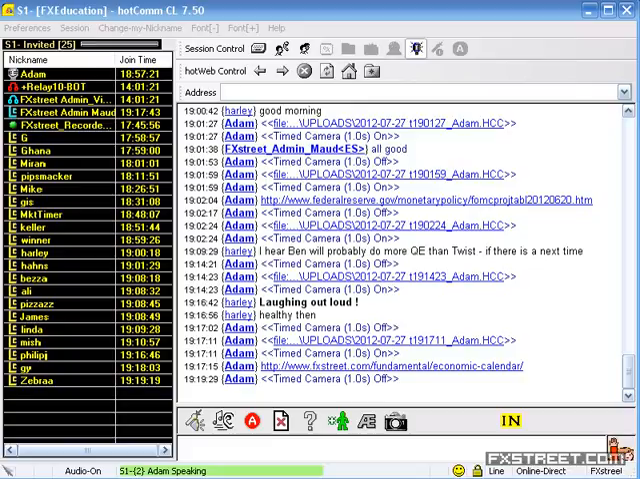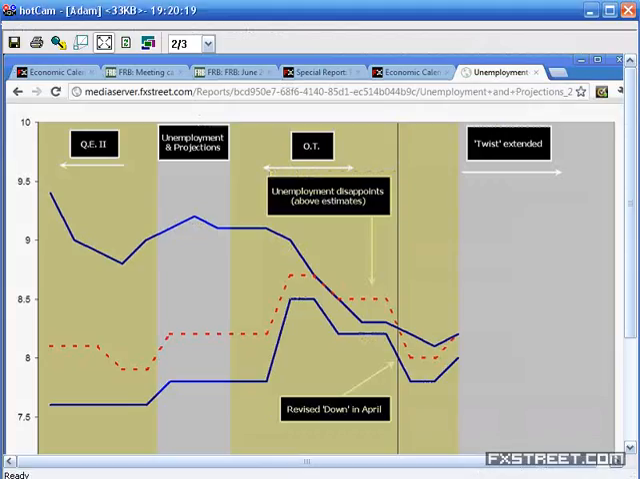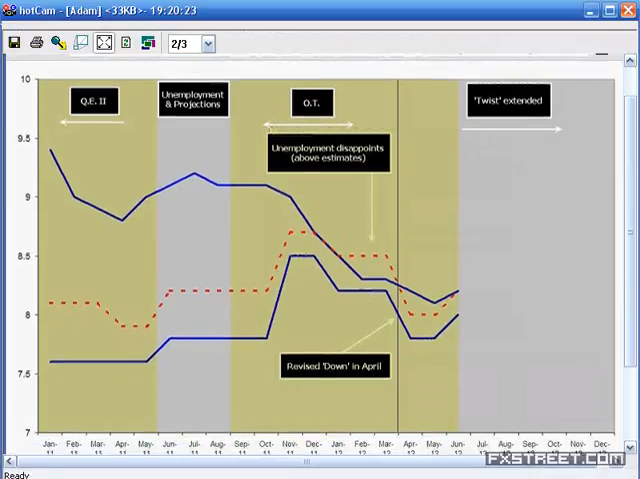Okay, so we know what the GDP number looked like. There are 3 components. Again, this is GDP. This is U.S. unemployment. There are 3 components that the Federal Reserve watches in their projections.